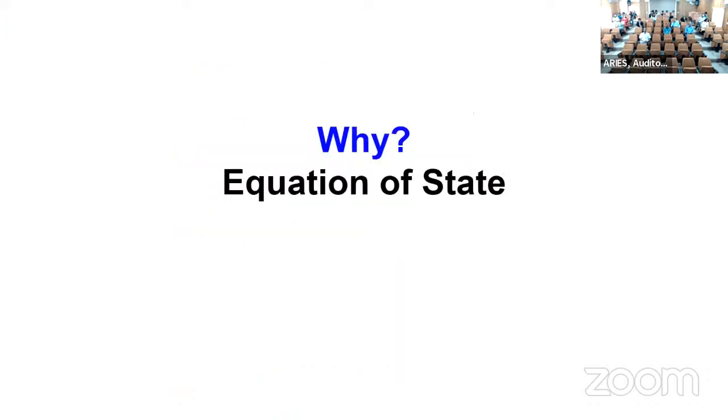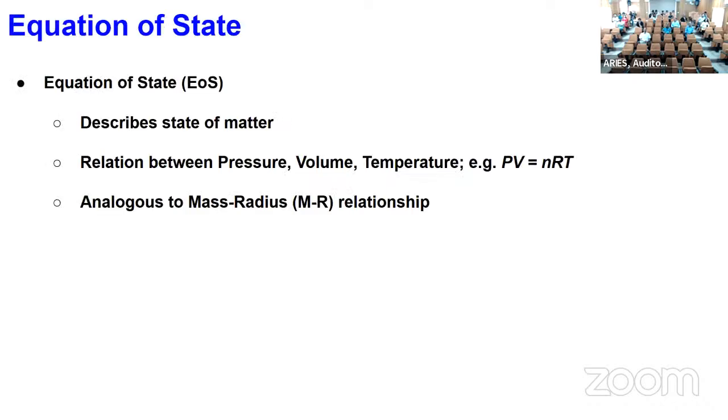So why? Simple answer, equation of state. The nuclear equation of state basically describes states of matter. The relation I have written here is for an ideal gas, PV equals nRT. This relation is analogous to the mass radius relationship, right? Because you can always make a correlation between the pressure, volume, temperature, and the size of an object. So that's the idea to understand the equation of state.